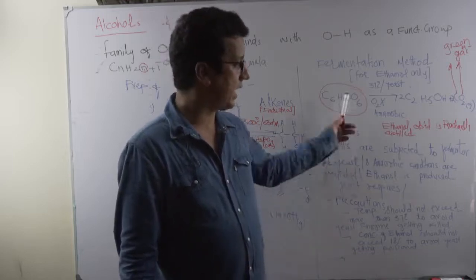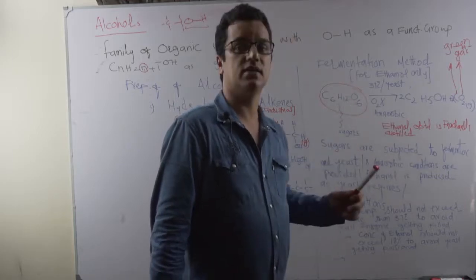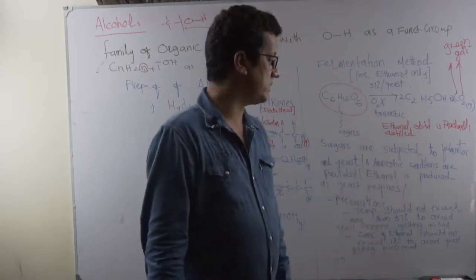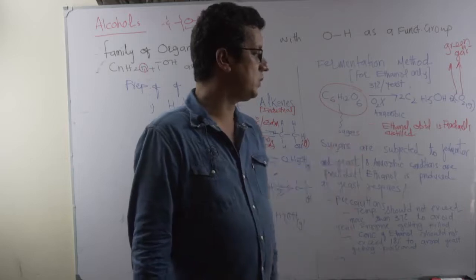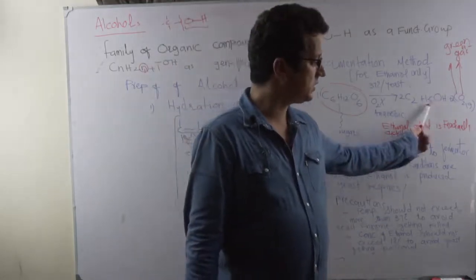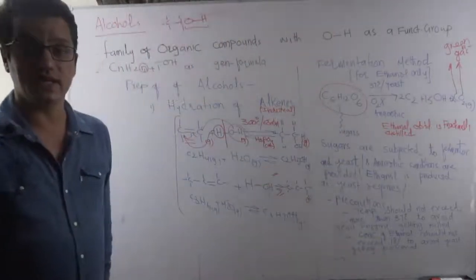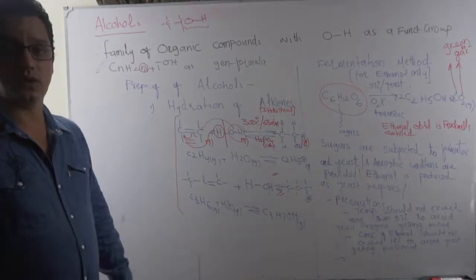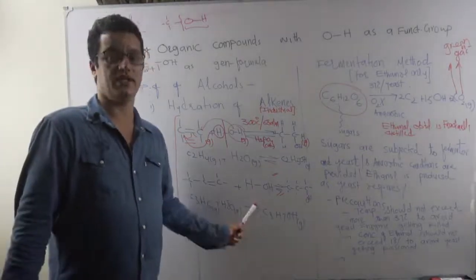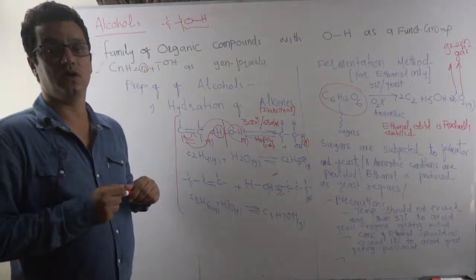What do you need to learn? The fermentation method. The fermentation of sugars. Sugars from a variety of resources you can obtain, and these sugars are converted to what? Glucose by the yeast enzyme, and ethanol is produced along with carbon dioxide. Precautions are there. That method is advantageous if you want to prepare ethanol. But a variety of alcohols by the hydration method has its own importance. We'll see chemical properties of alcohols in the next video.